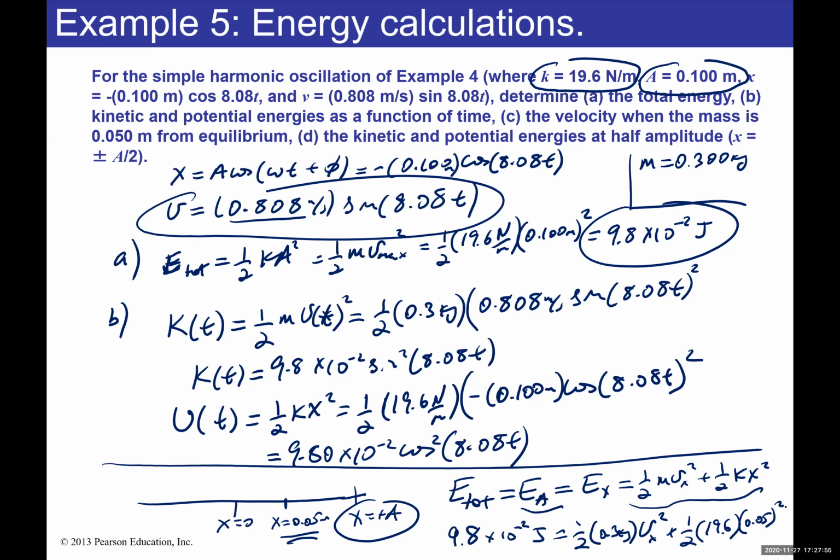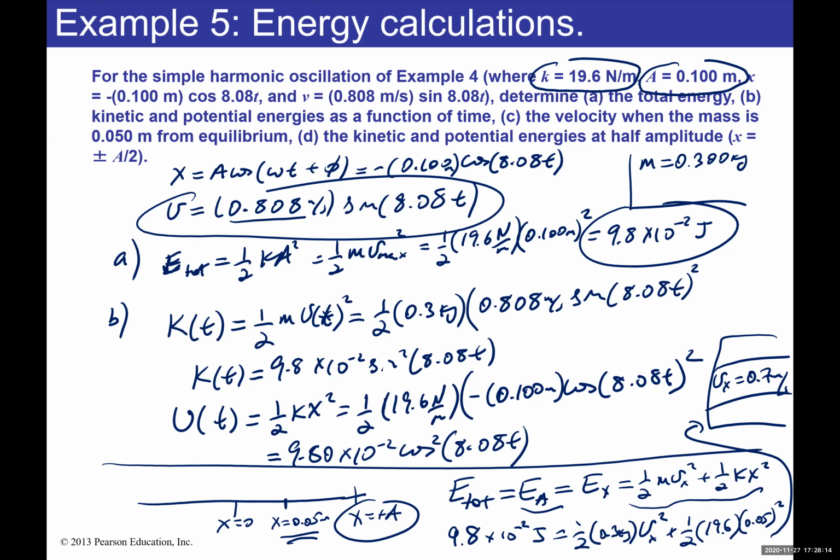That means I have everything but the vx, and I can solve for this vx. So then vx will be equal to 0.7 meters per second. You can try plugging in and rearranging, and you will see that's basically what you're going to get.